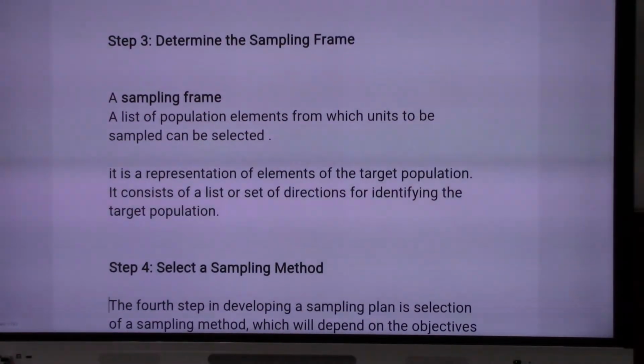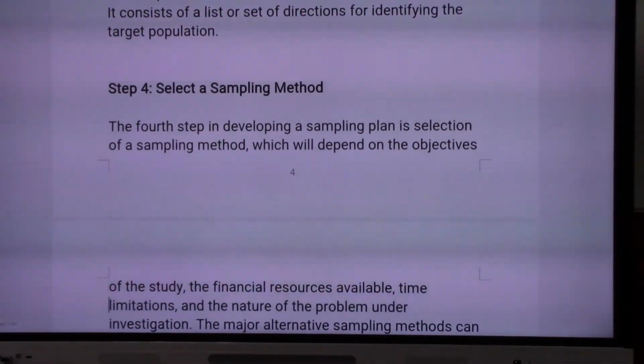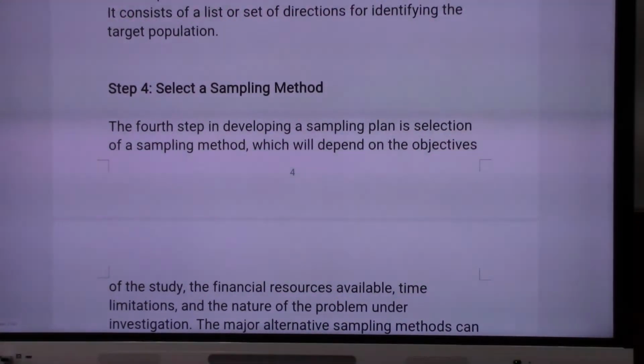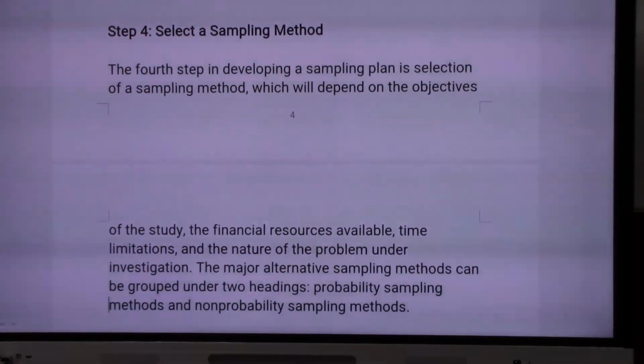The fourth step of the sampling process is to select a sampling method. The fourth step in developing a sampling plan is selection of a sampling method, which will depend on the objectives of the study. Also, it depends on the financial resources available, the time limitations, and the nature of the problem under investigation.